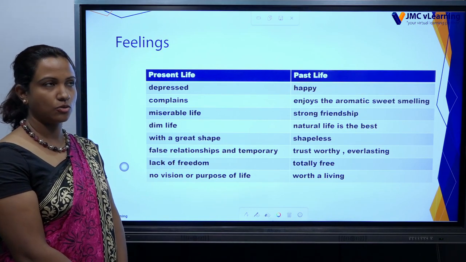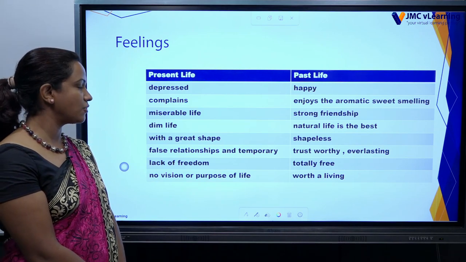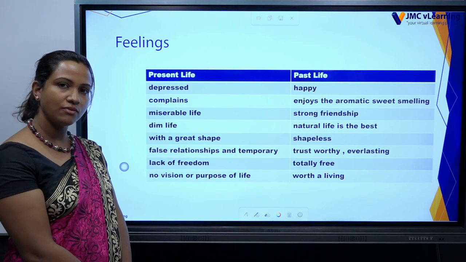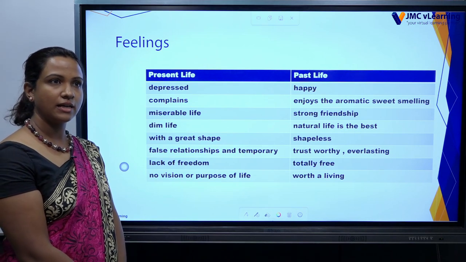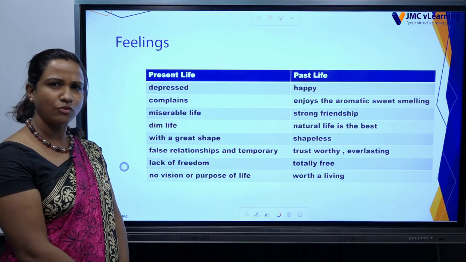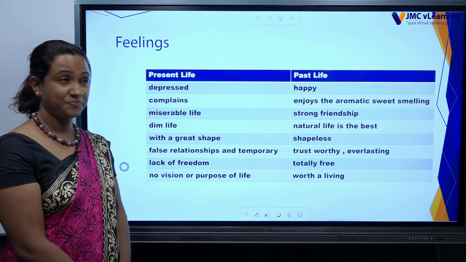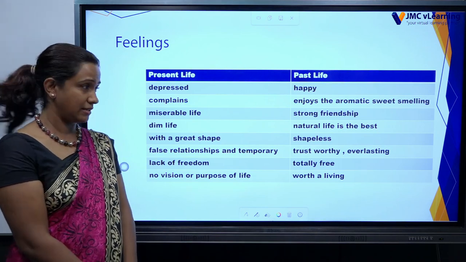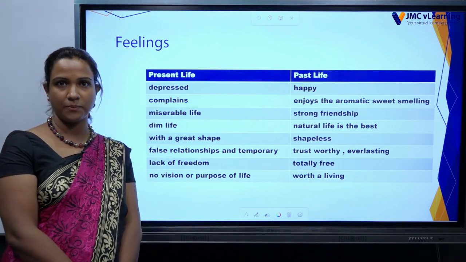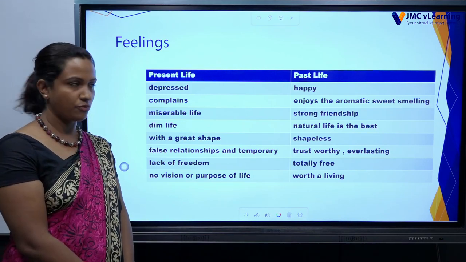Why? It could have false relationships with people. The relationships are not real. But in the natural life, there is an intimate, close relationship. That relationship cannot be found in the present situation. A lack of freedom, it's like a prisoner for him. It looks like he is in a prison. So there is no freedom at all. No vision or purpose of life.